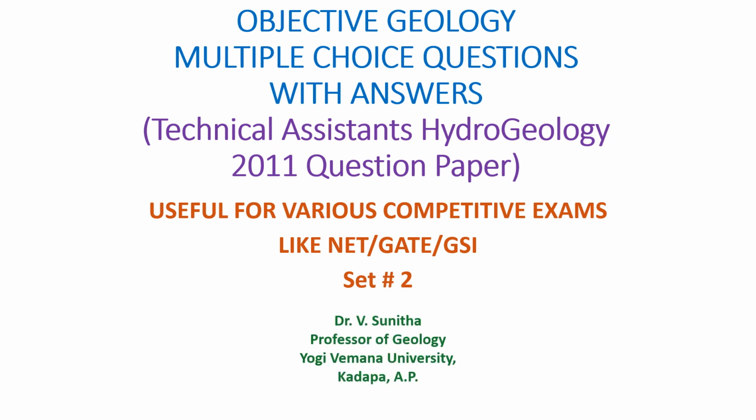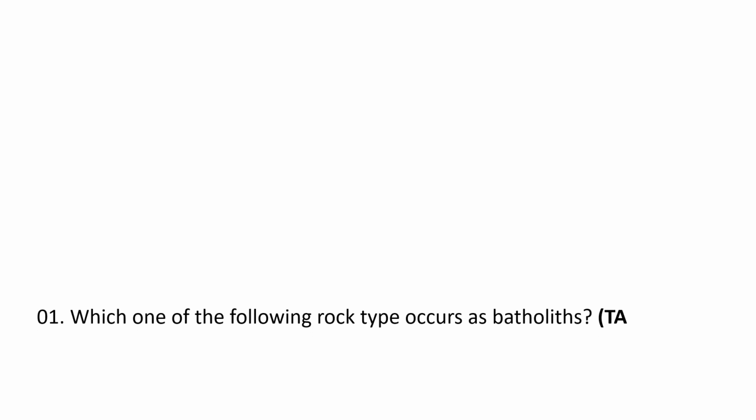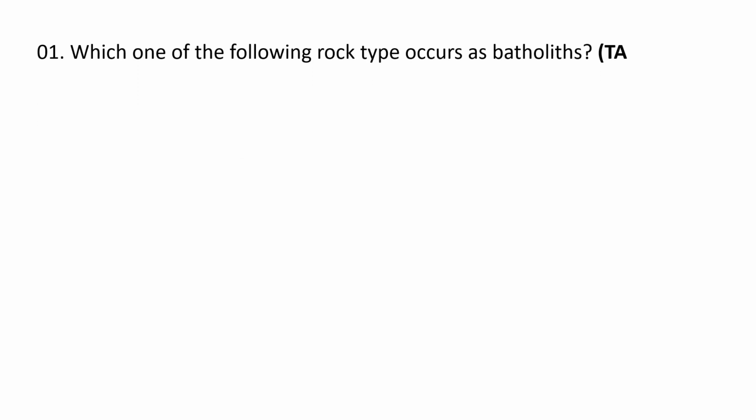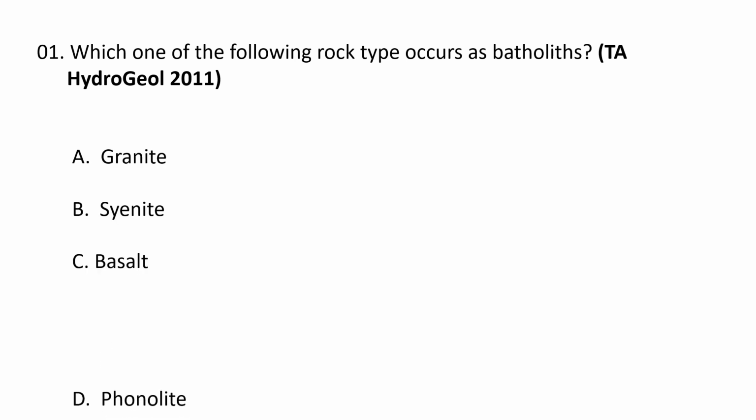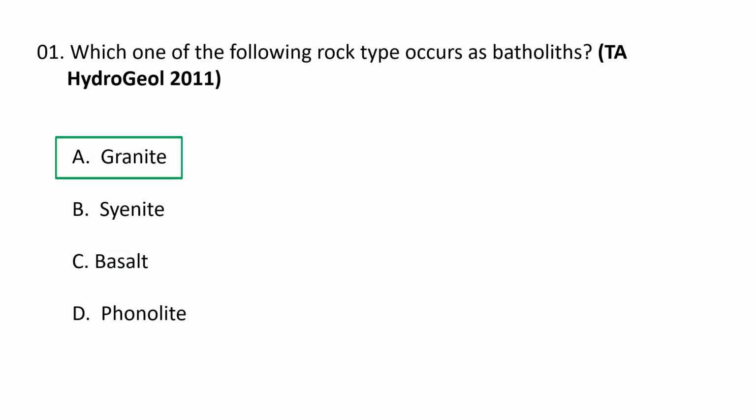Welcome to Set 2. Coming to the first question. Which one of the following rock types occurs as batholiths? A. Granite, B. Syenite, C. Basalt, D. Phonolite. The correct answer goes as A. Granite. Granite can occur as batholiths. Batholiths are large masses of igneous rocks that form deep within the Earth's crust and are often made of granite.